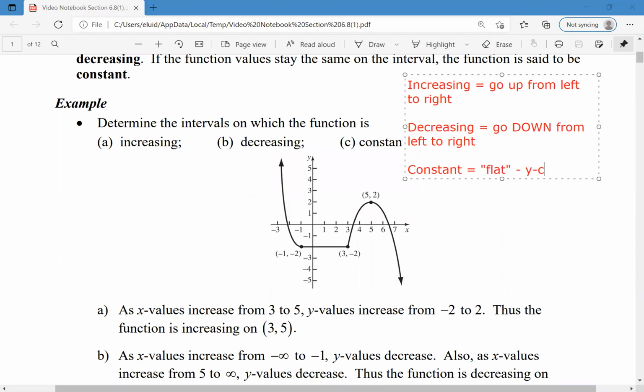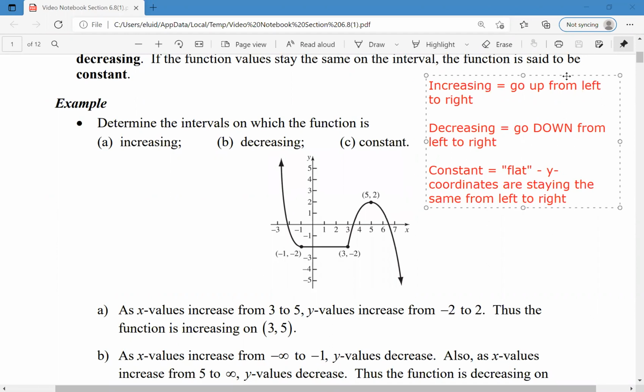Let's see, the y coordinates are staying the same from left to right. So if you have this handout physically in front of you, this is a good time to maybe get 3 different colors, one for increasing, one for decreasing, and one for constant. And we can literally color on the graph and kind of highlight where each behavior is happening. So I'm going to do that on my screen here.